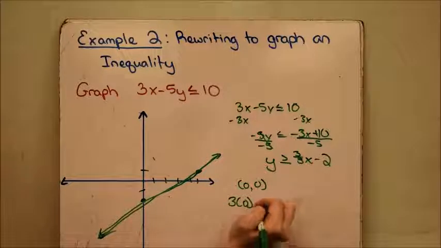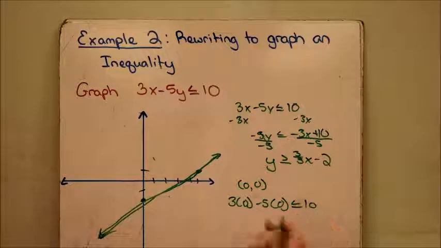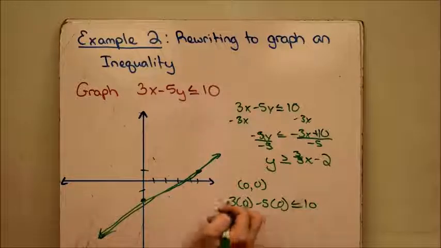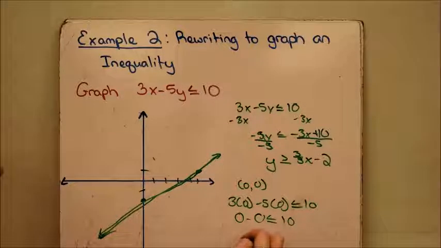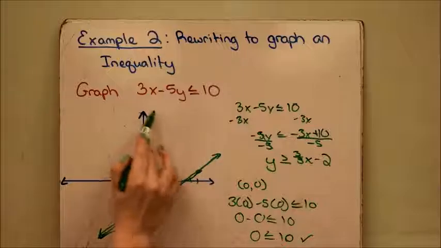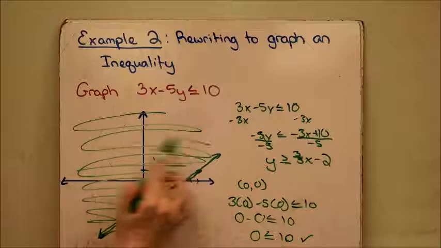So 3 times 0 minus 5 times 0 is less than or equal to 10. I just plug the origin coordinates back into the original inequality. If this comes out true, you know it includes that side. If it doesn't, you know it's the opposite side. So 3 times 0 is 0. 0 minus 5 times 0 is 0. 0 minus 0 is 0. And 0 is less than or equal to 10. Yes, that's true. So we know that it includes this region of our boundary line.